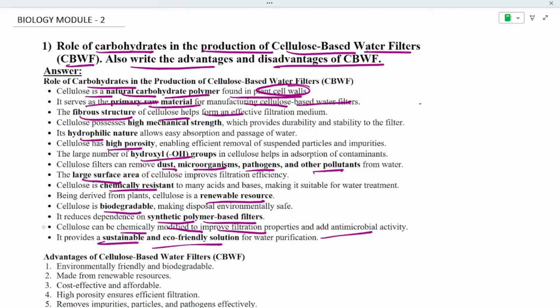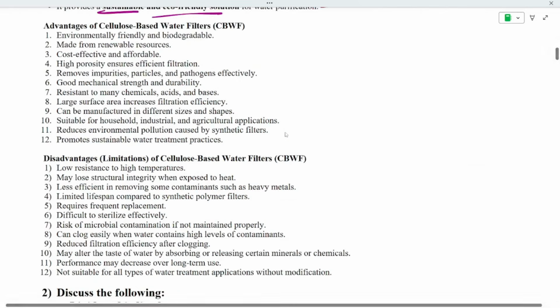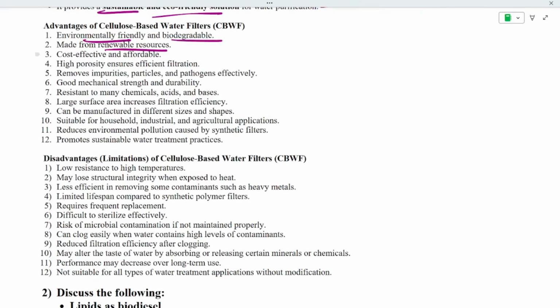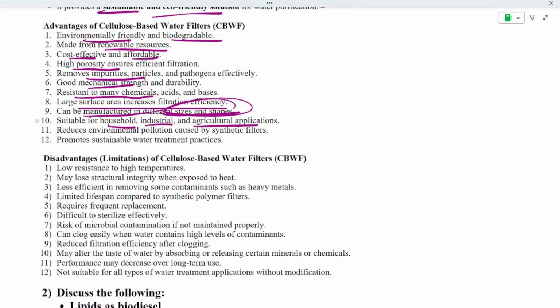Now if we see what the advantages are: it is environment friendly, eco-friendly, biodegradable. It is from a renewable resource that is available in infinite terms, cost effective and affordable, high porosity, removes impurities, good mechanical strength, resistant to many chemicals, and the large surface area increases the filtration efficiency. It can be manufactured in different sizes and shapes, that is, it is dynamic. It is suitable for household, industrial and agricultural applications also, and reduces environmental pollution, that is eco-friendly, and it supports sustainable water treatment practices.